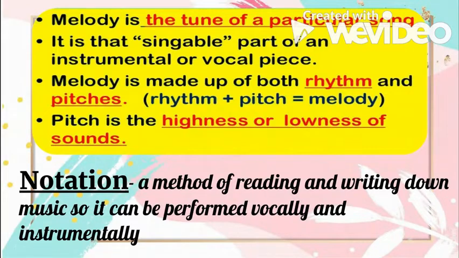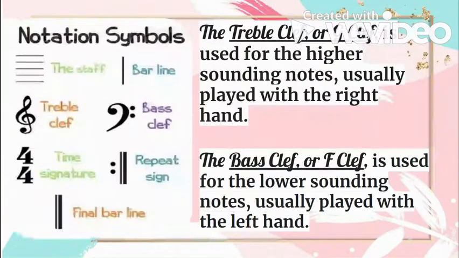All right, so there is also what we call notation. Since we are going to discuss pitch names and melody, we are going to do the notation. When we say notation, it is the method of reading and writing down music so it can be performed vocally and instrumentally. As you remember, class, there are different types of musical symbols, right? Last time we discussed musical notes and musical rests. At this time, let's add. There are many types of notation symbols. Since I mentioned notation, we have this one.